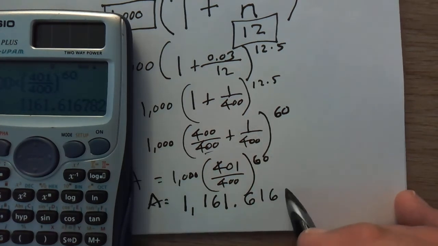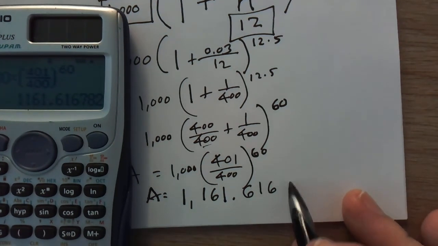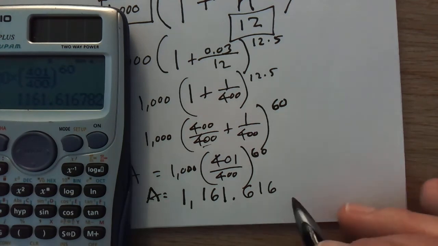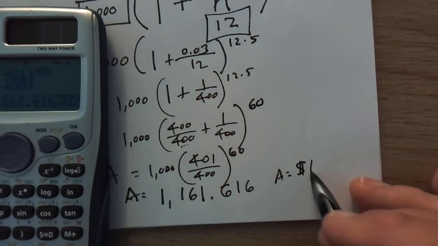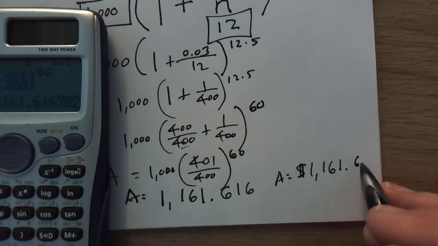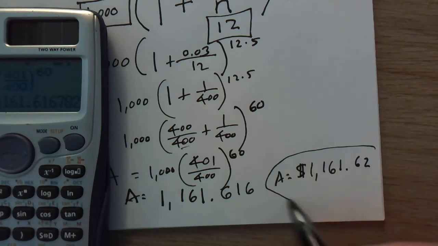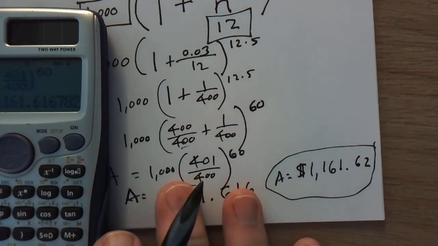It thinks a moment, and that gives me 1,161.616. And since it's money, I'm going to round, and I do have a video on rounding. So our A is equal to $1,161.62. That's our answer because we round it to pennies. That is if we leave our $1,000 in the account that is compounded monthly for 5 years.